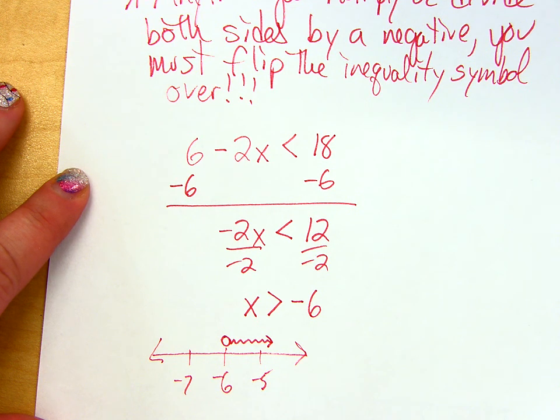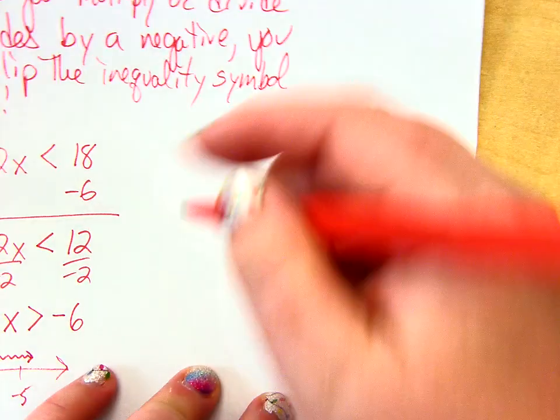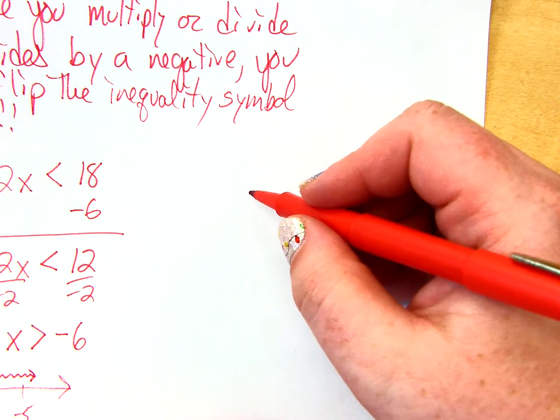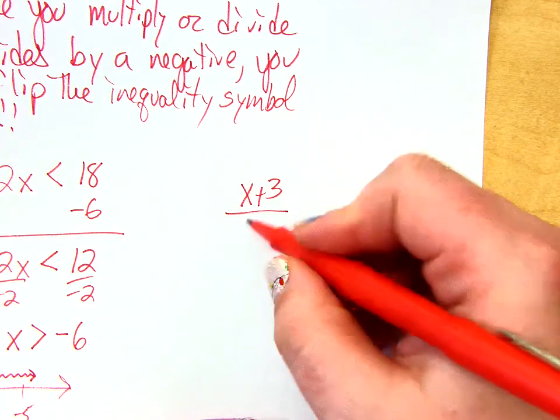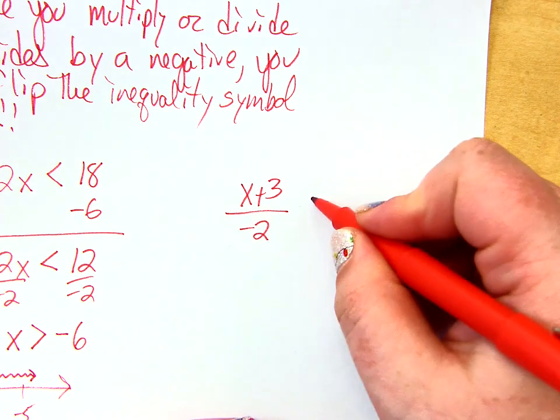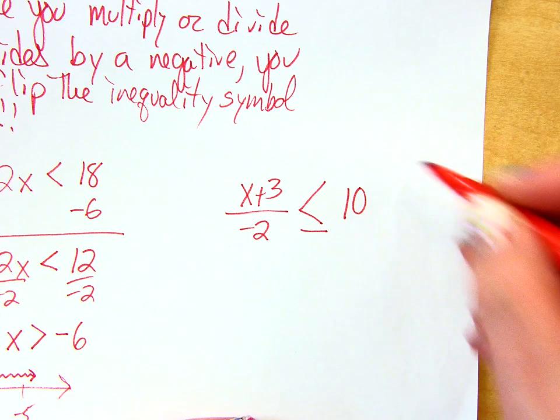Should we step it up a notch? It's still a two-step, but a little bit tougher. Let's try a little bit of a tougher problem. Say I had, I don't know, how about x plus 3 divided by -2 is less than or equal to 10?